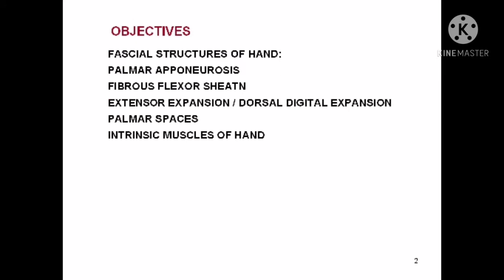In this discussion, our objectives will be to discuss the fascial structures of the hand: the palmar aponeurosis, the fibrous flexor sheath, the extensor expansion or the dorsal digital expansion, the palmar spaces, and lastly the intrinsic muscles of the hand.